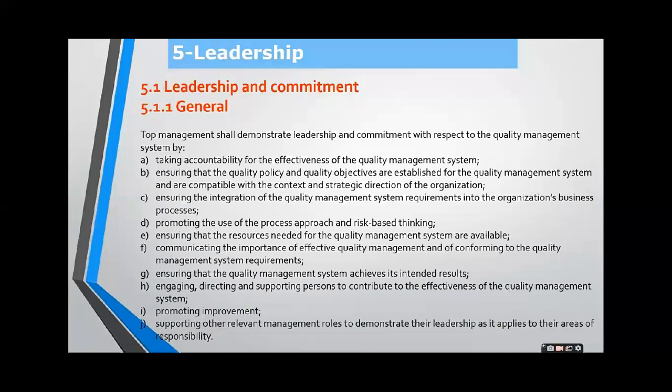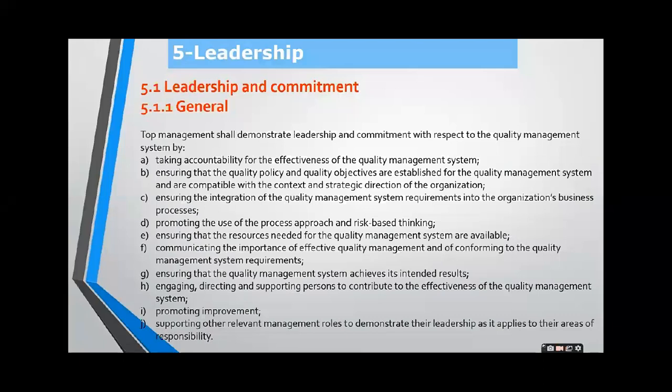So subclause number 5.1.1 focuses on the leadership and commitment of the top management. Okay. When I am referring to the top management of the QMS, it's the one that makes the decisions, like they take the accountability. The top management is accountable for the effectiveness of the quality management system, underscoring their responsibility for its success.